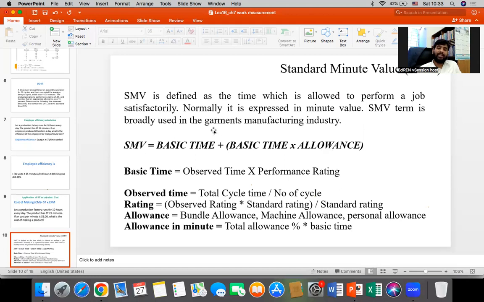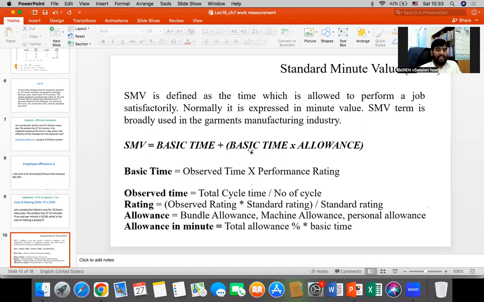Garments may be the wrong term, but as I am a professor at a garments university, a textile university, I use the word garments. It is used in all manufacturing industries all over the world. Pharmaceuticals use it. Unilever uses SMV, or standard time. And in SMV, we calculate standard time equals basic time. Basic time, can you remember? It is normal time.